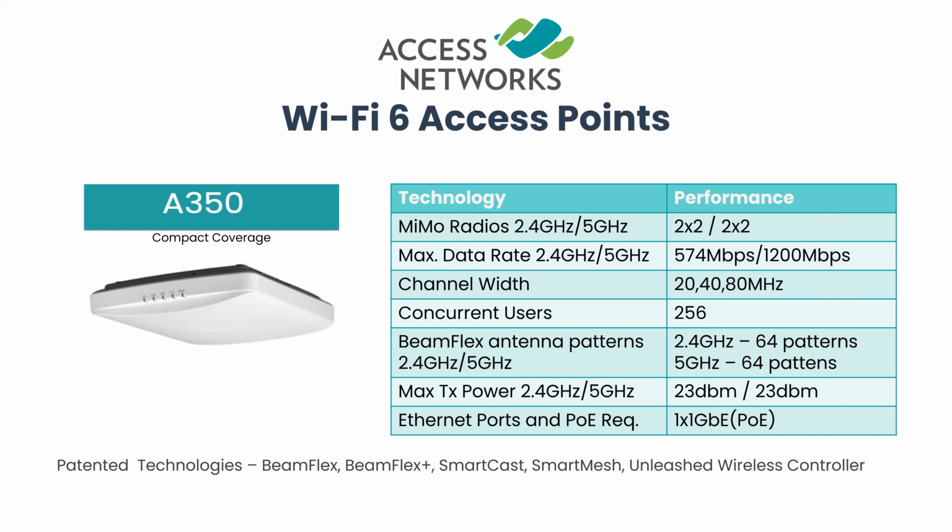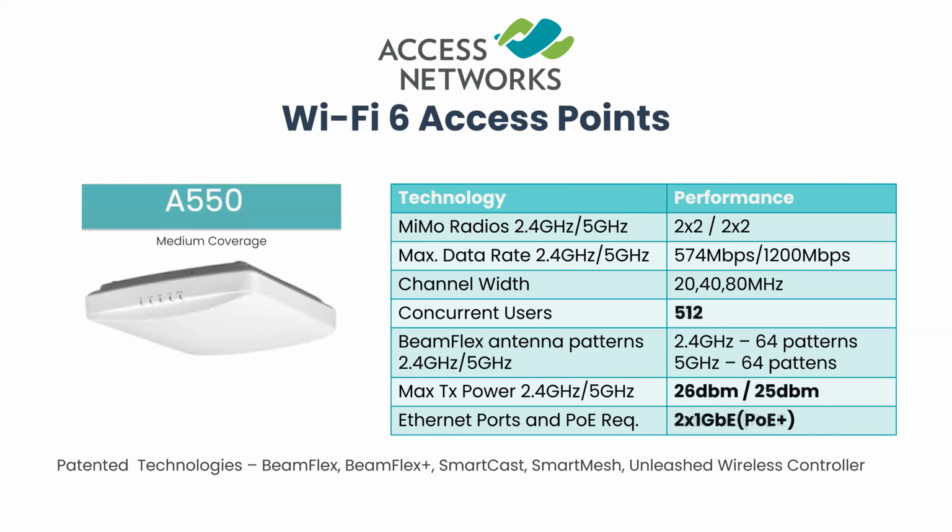And I put those characteristics, as you're going to see as we go through the Access Networks line. Each increase in AP increases its max power and patterns, or both. The 550, again, is a 2x2 access point, but now you see it goes up to 512 concurrent users, and your max transmit power bumps up to 26 dBm on 2.4 and 25 dBm on 5 gig. And we added a second Ethernet port to the AP if you need to have an Ethernet out to another device at that location, things like that.